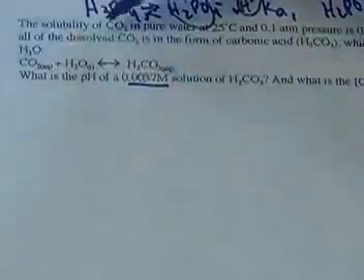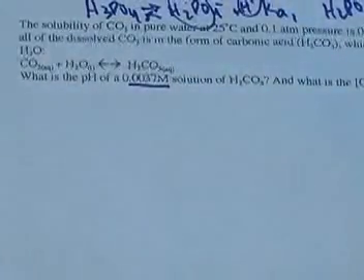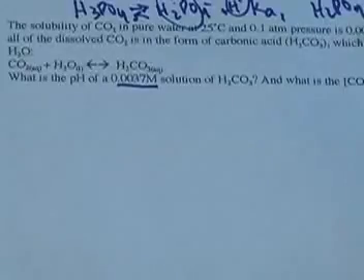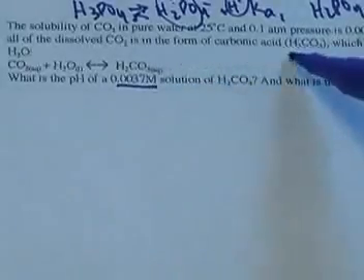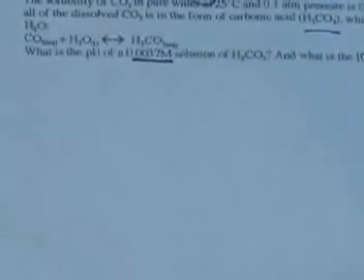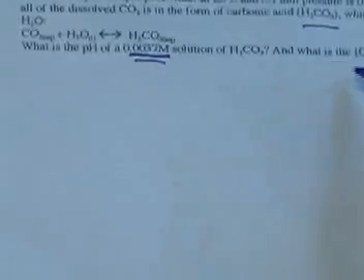Let's take a look at this mathematical problem involving a polyprotic acid. The solubility of CO2 in pure water at 25 degrees Celsius in 1 atmosphere is 0.0037 molar. The common practice is assuming that all of the dissolved CO2 is in the form of carbonic acid, which is produced by the reaction between CO2 and H2O, and they give us the balanced chemical reaction right there. What is the pH of a 0.0037 molar solution of H2CO3, and what is the carbonate ion concentration in the solution?